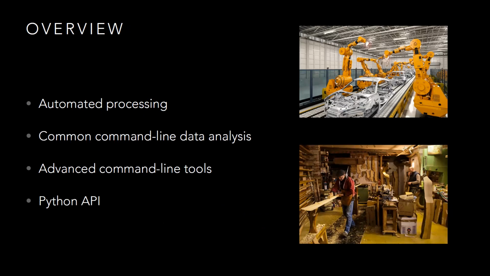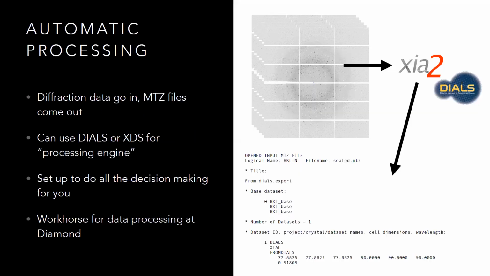Okay, so the automatic processing is really the same as all of the other automatic processing. In our case, it is with xia2, but basically it takes diffraction pictures, we can run DIALS or XDS, and we get MTZ files. For those of you who do not know what MTZ files are, it's basically the reflection intensities and their uncertainties and then their indices. It does all the decision making on behalf of your users. So you basically put in images and you take out the resulting data.